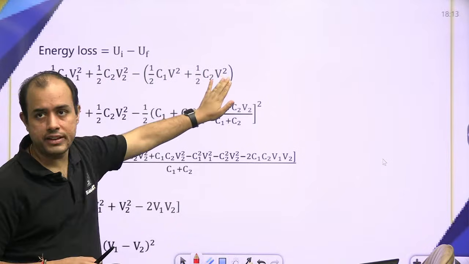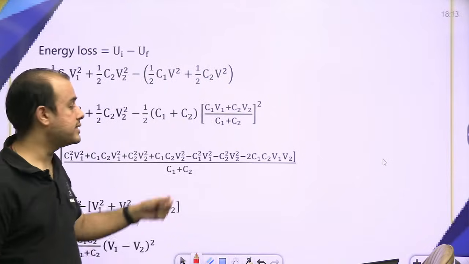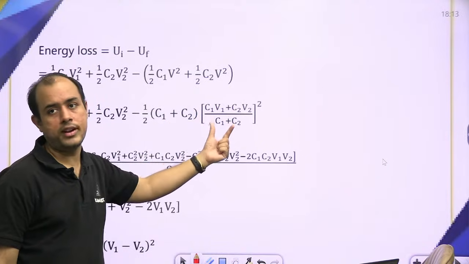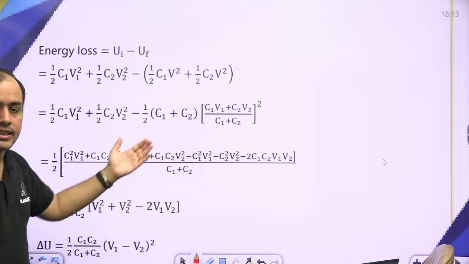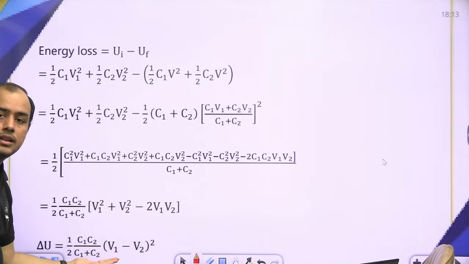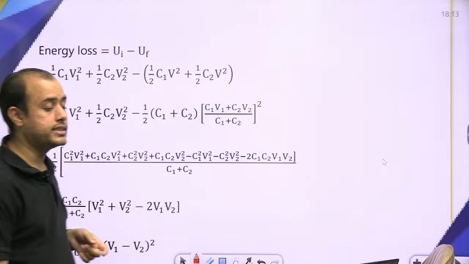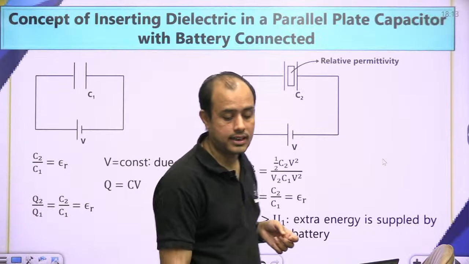Final is both having the same potential. What is that potential? (C1V1 + C2V2) / (C1 + C2). So if you subtract initial and final energy, you get this value. So this is the loss of energy in the form of heat and light.